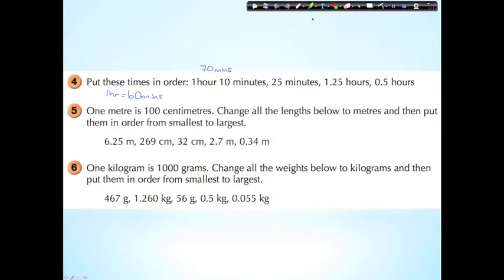Next one, 25 minutes is fine. 1.25 hours, so that's the same as 1¼ hours. So that's going to be 60 minutes, and then I'm adding a quarter of an hour, which is 15 minutes, so that gives me 75 minutes. And then the last one, 0.5 hours, is half an hour, which is 30 minutes. So now that they are all in minutes, you can put them into order quite easily.